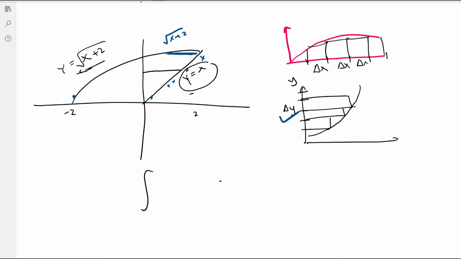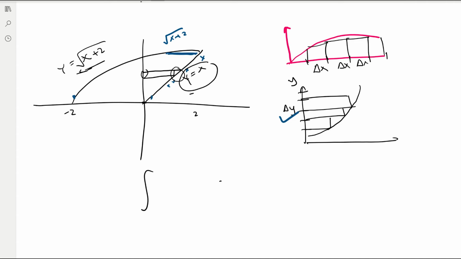So if you think about this horizontal rectangles, you can see this is like the top part of the horizontal rectangle, and this is like the bottom part of the rectangle. Okay, so let's do this slowly. I was trying to get ahead of myself.